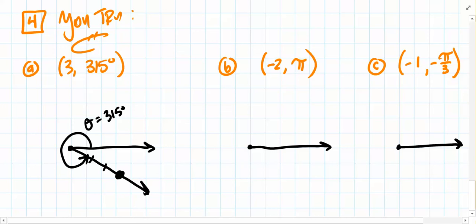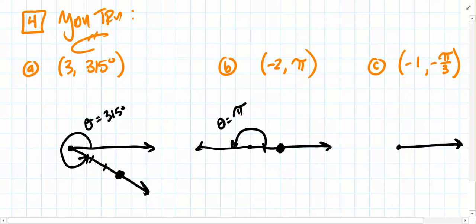Part B you guys are tripping out on, right? So draw pi. Where's pi? Pi is that one, right? So that angle is pi. So there's a theta that's equal to pi. But then we go 2 units in the opposite direction, so we just end up right here. Is that why you guys are tripping out? Yeah. Okay, good.